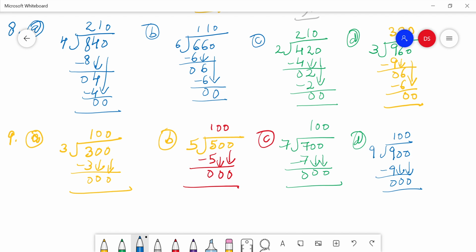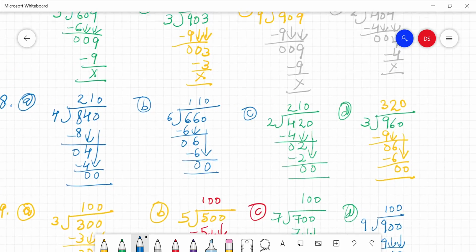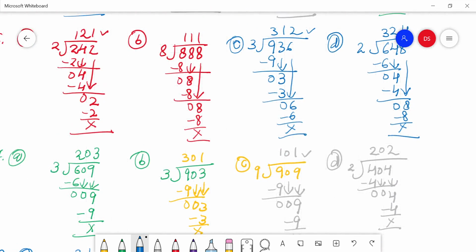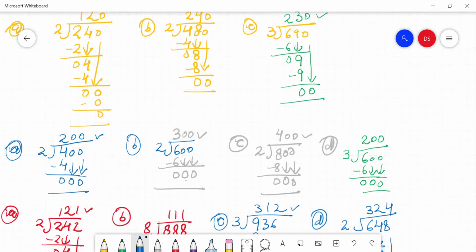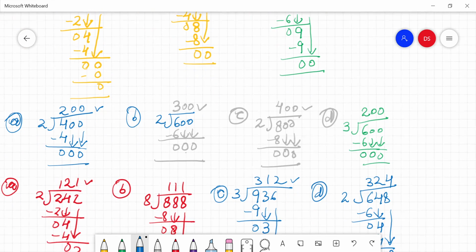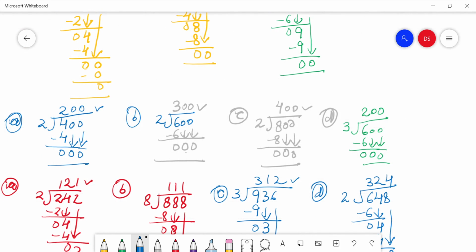Children, with this we have completed this exercise. You do all the sums in your notebook, as you can see on the screen. And the next exercise, exercise 8 D, we will do in the next class.